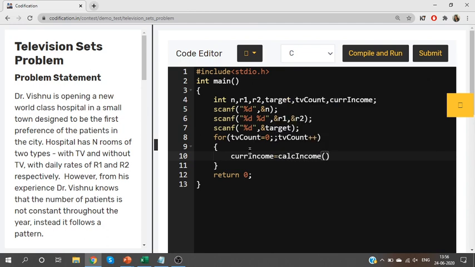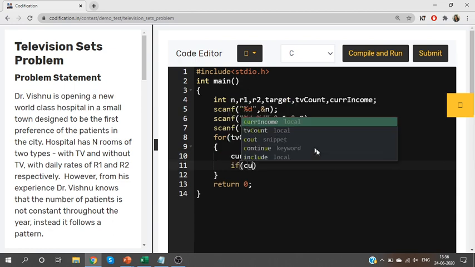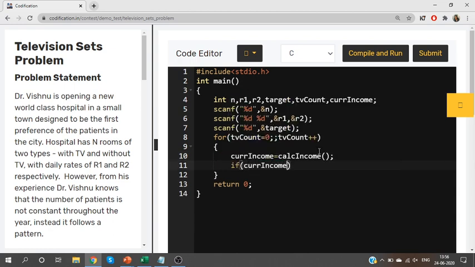Okay, each time calculate income. We'll fill up the function, guys. So each time calculate the income. If your income becomes greater than or equal to target, then this number of TVs is enough, right?